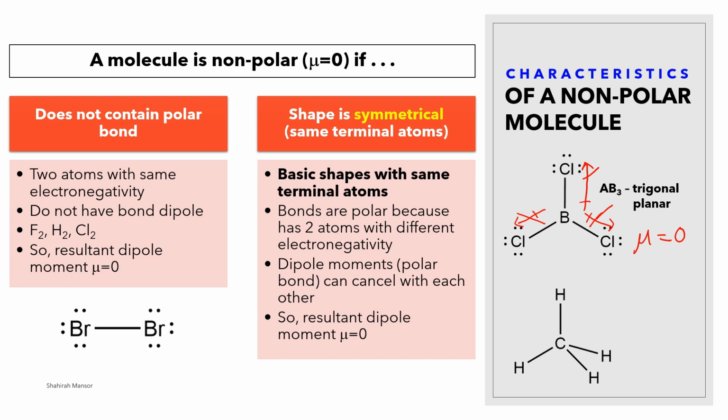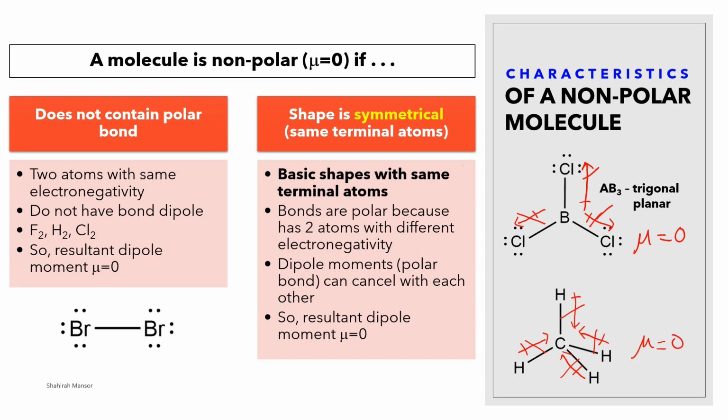Okay, and the same thing goes to CH4 as well dalam methane. So antara C dengan H, okay, the bond dipole, the arrow of dipole akan masuk ke arah dalam kerana C is more electronegative than the hydrogen. So in this case, memandangkan CH4 ini adalah bentuknya tetrahedral, which is basic shape, and all terminal atoms adalah sama. So walaupun bond ini mempunyai bond dipole, kesemuanya ada bond dipole, but later we can cancel all bond dipole here menjadikan mu equals to 0.